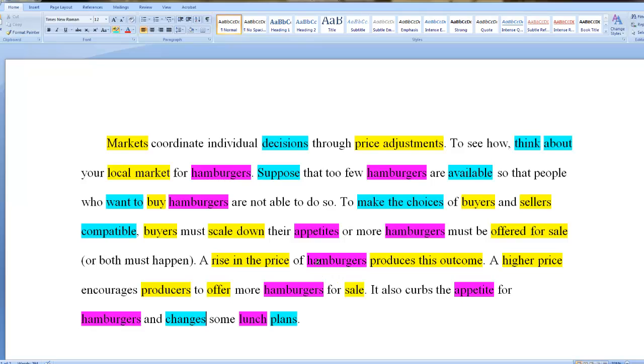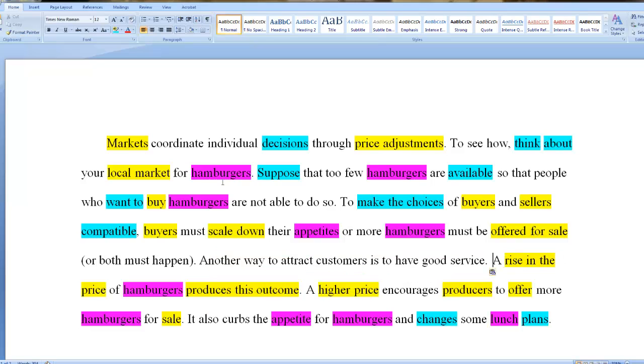Another thing that you might see is a word or 2 words that don't fall into any of the categories. So if I had an additional category here, for example, so if I add a sentence here, just kind of random, but another way to attract customers is to have good service, which is a way to attract customers, but you can see this paragraph isn't really about that.